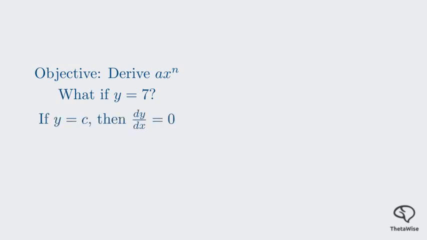We've now mastered single terms with various coefficients. Take a moment to think. What would happen if we had a constant, like y equals 7, with no x at all? Since the gradient of a horizontal line is 0, the derivative of any constant is always 0.